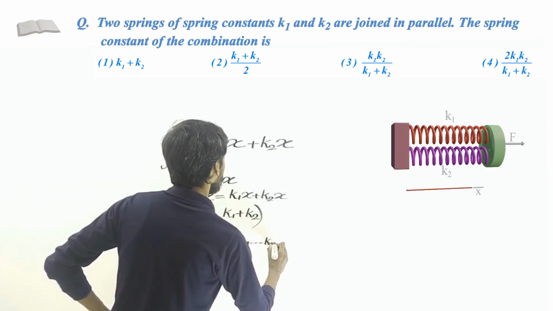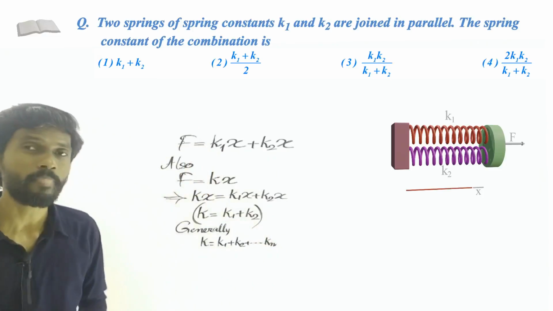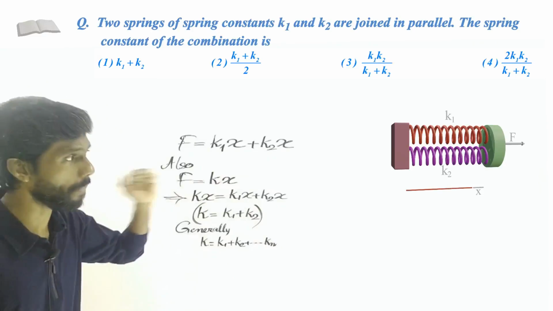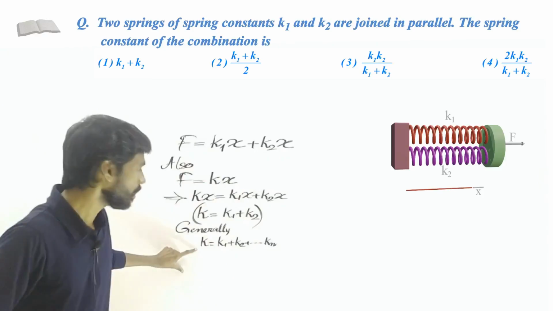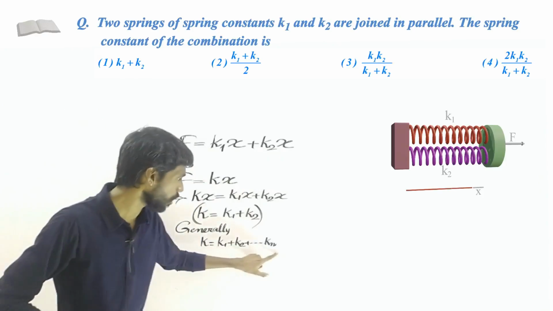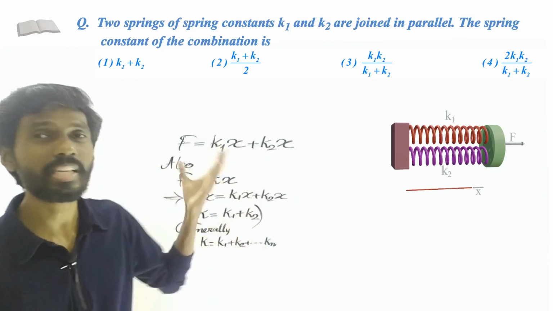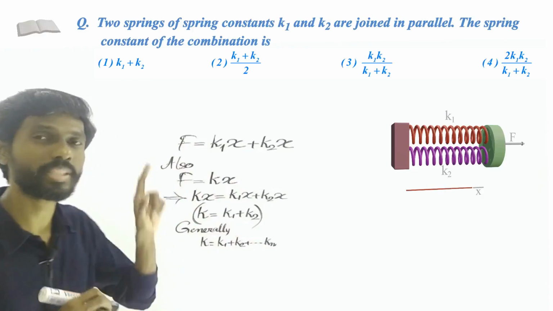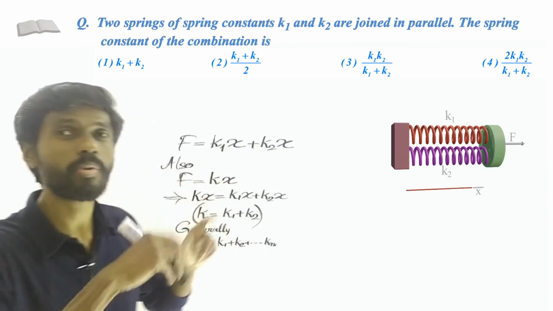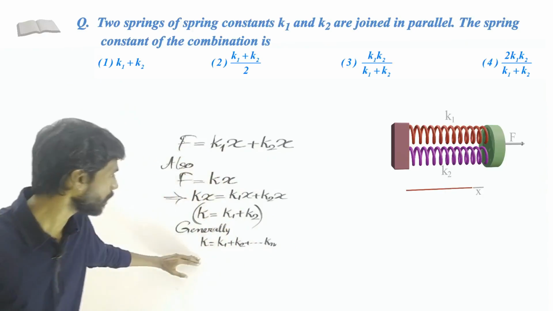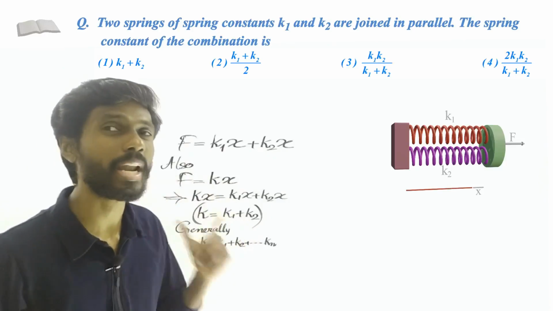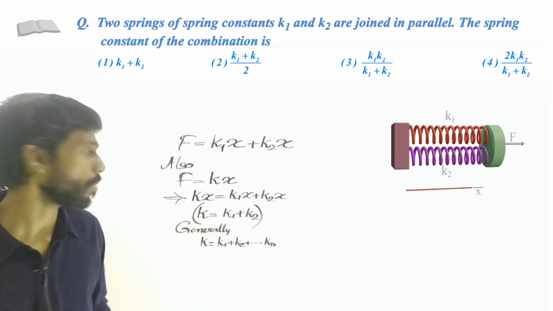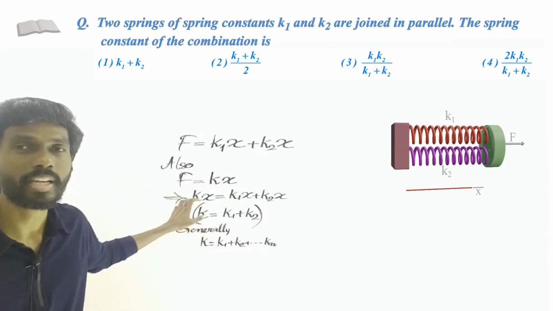So this should also be remembered as a formula. If two springs, or any number of springs, are connected in parallel combination like this, then the effective spring constant is the sum of all the spring constants. In series combination, we have the relation 1 by K equal to 1 by K1 plus etc. 1 by Kn. So this relation you have to remember: for parallel combination and also the series combination, we have the effective spring constant given by these formulas.